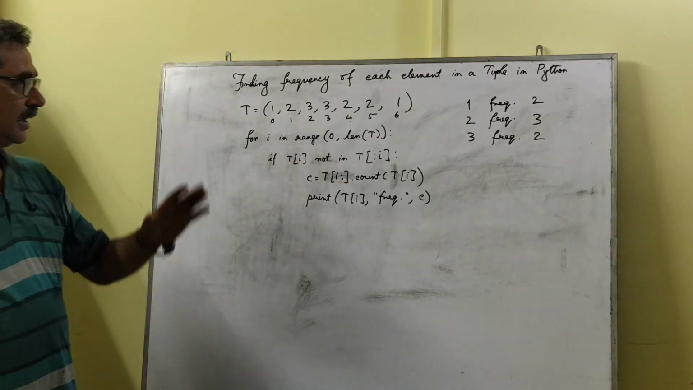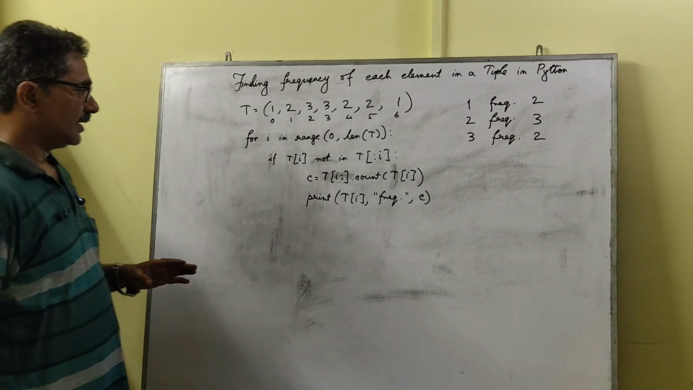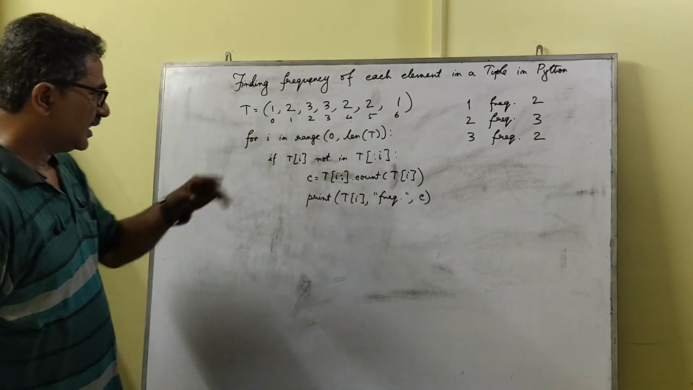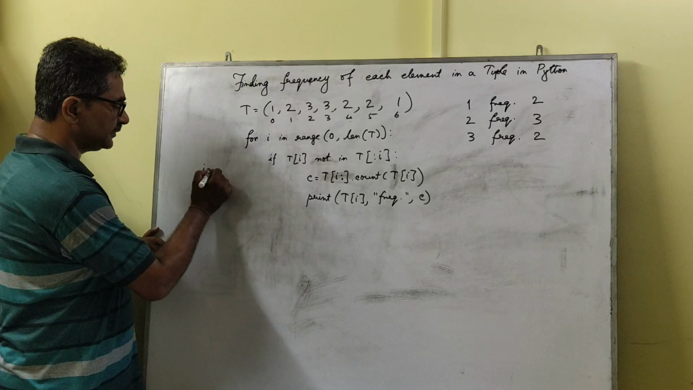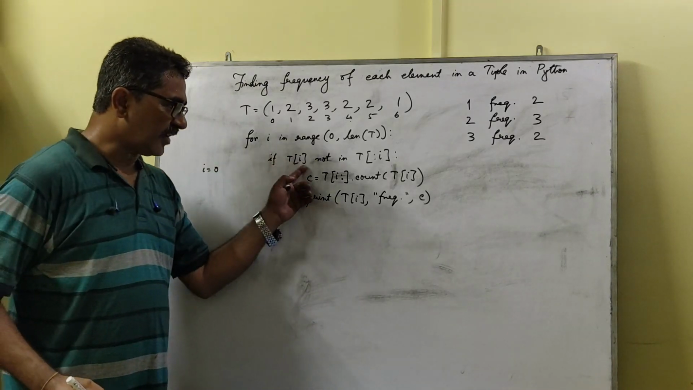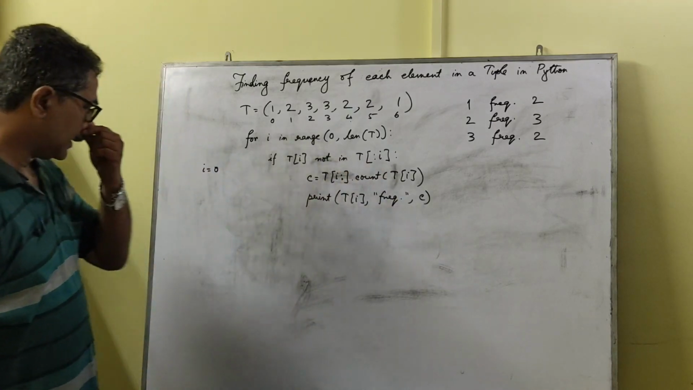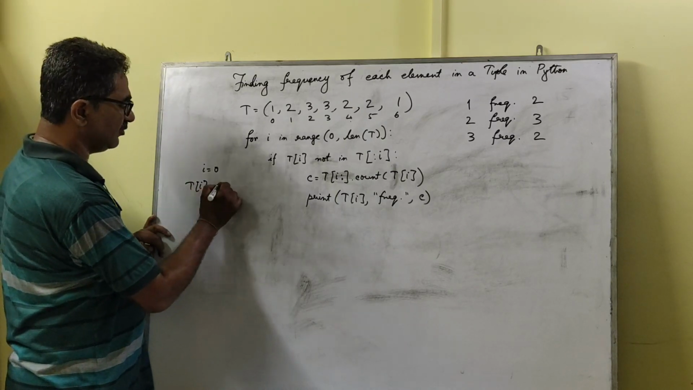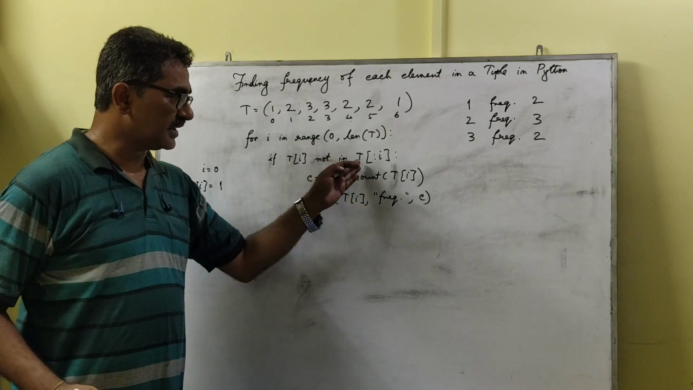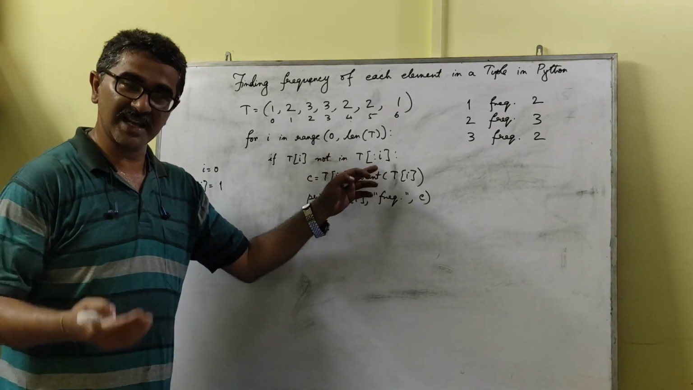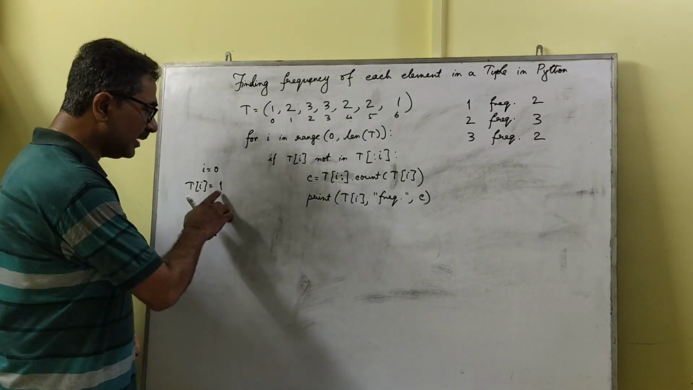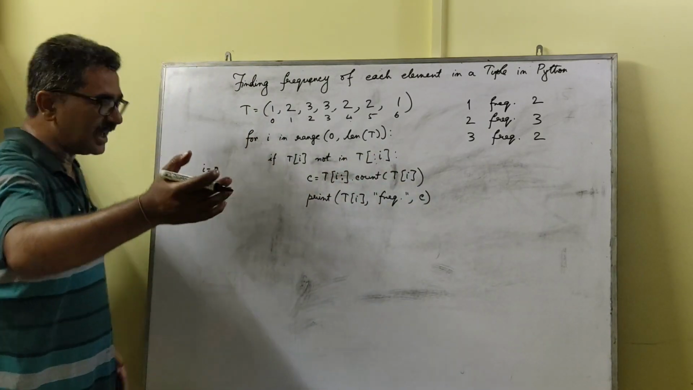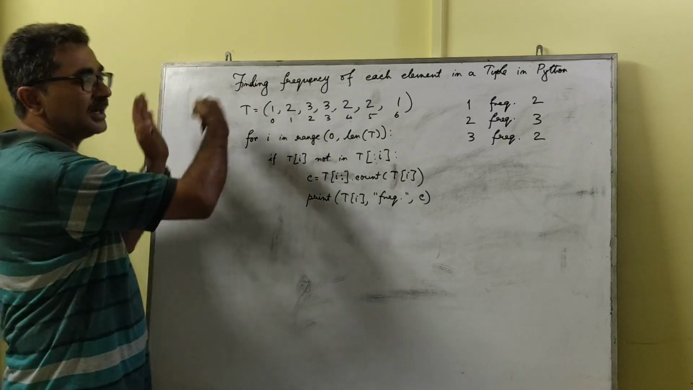Now let's see how we do that. Look at this approach. We'll begin from here: for i in range 0 till n of t. Obviously the value of i will initially be 0. If t of i not in t colon i, what is t of i? T of i is obviously 1. If it is not present in t colon i, I am using the slice operator and checking whether the element 1 is present before the current index or not. That is colon 0, all elements before the 0th index. Obviously it isn't there because there is no element at all.